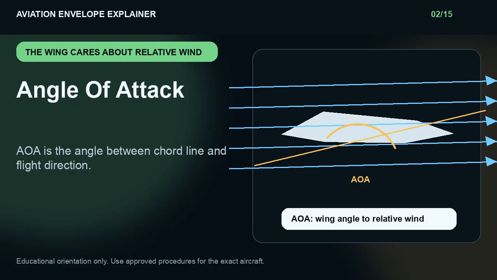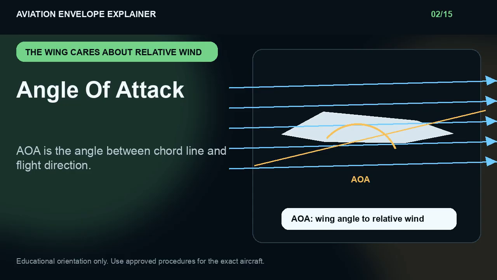It is educational orientation only. It is not aircraft operating guidance, and it is not a checklist. The goal is to build the mental model. Start with angle of attack. NASA defines angle of attack as the angle between the wing's chord line and the flight direction. That angle has a major effect on lift.